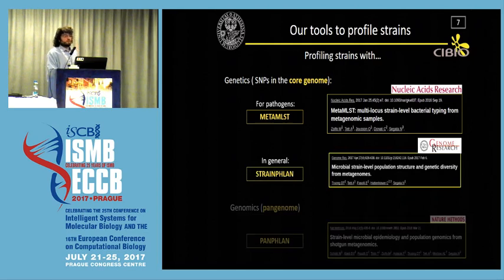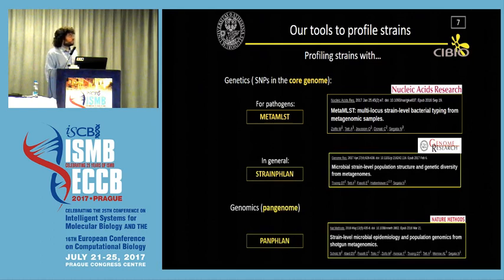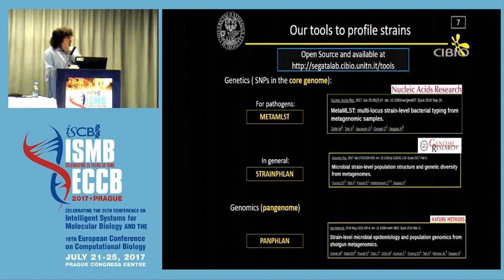Or we can take it from the genomics point of view and think that a strain is a particular set of different genes, the presence or absence of different genes compared to the pangenome of the species we are looking at. And this is the approach of PanPhlAn. All these tools are open source and available on the web pages of our laboratory with plenty of tutorials and how-tos, so feel free to download them and try them on your samples.